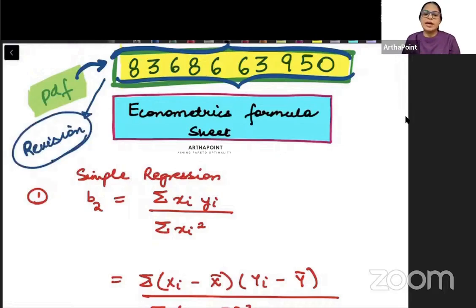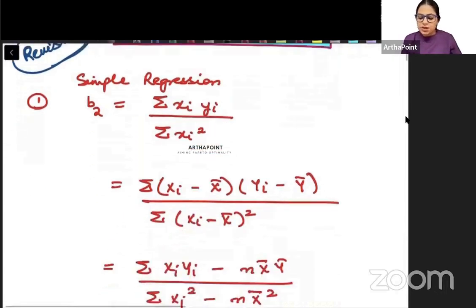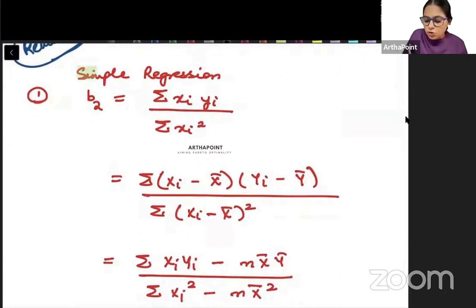This will go ahead and help you revise the econometrics well. Let me also go ahead and take you through these formulas once. So this is the formula of simple regression B2.